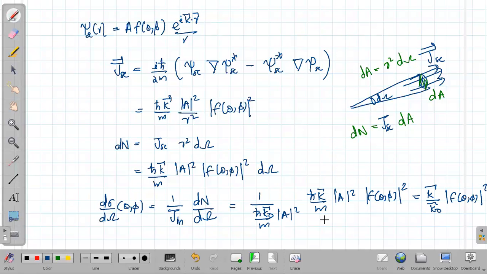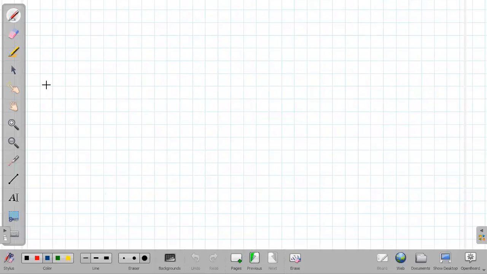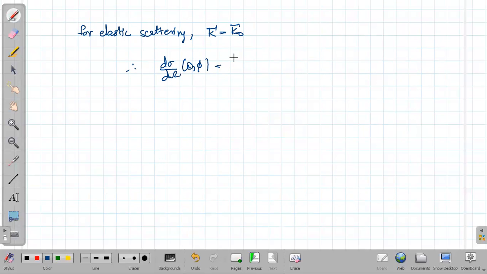Okay, now since we have already assumed the scattering is elastic, the wave vector for the incident particle and scattered particle would be the same. So k and k0 would be the same for elastic scattering. For elastic scattering, k equal to k0. Therefore, the differential scattering cross section, which is a function of theta and phi, simply becomes modulus of f of theta phi square. So this differential scattering cross section is the mod square of the scattering amplitude. That is the final result.